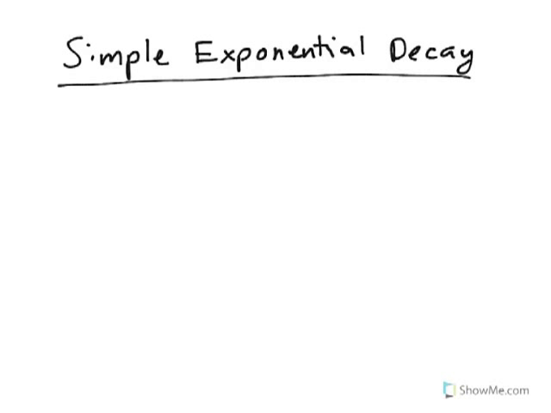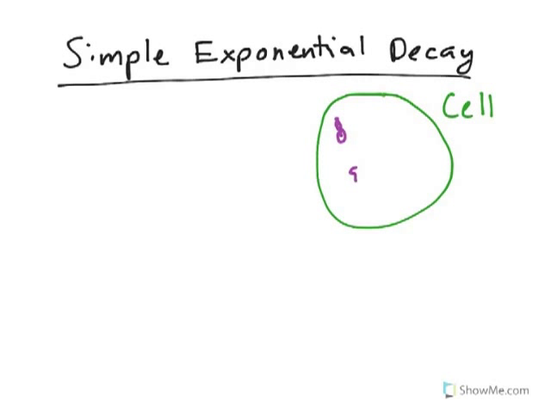So I'm going to motivate this study of simple exponential decay by thinking of a cell. So this green thing is my cell. And suppose that this cell created some number of proteins. I'll just draw 5 of them. So these are the proteins.